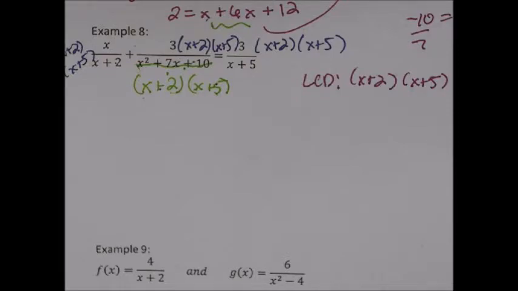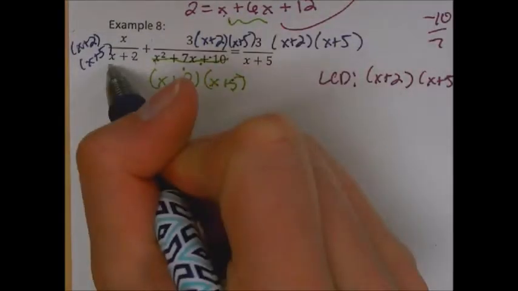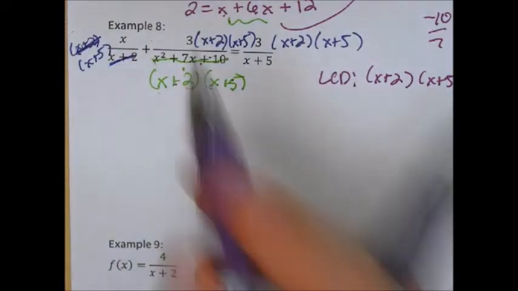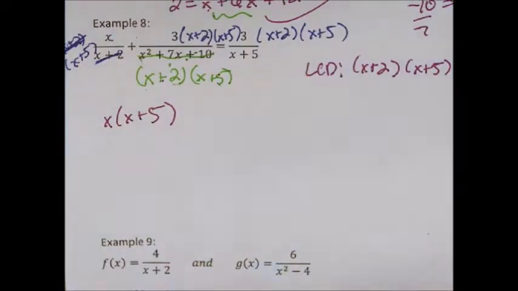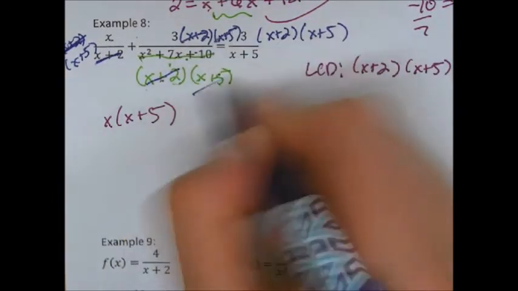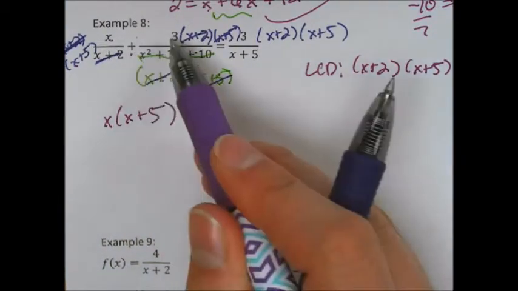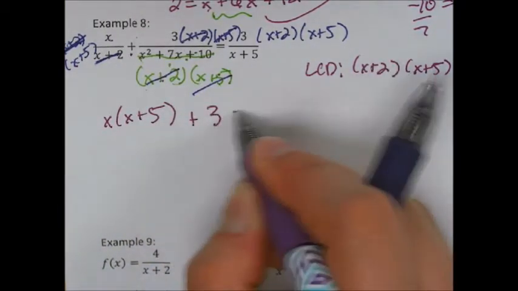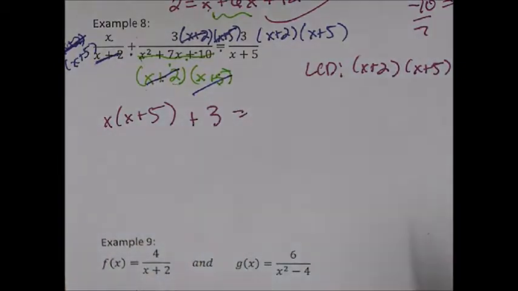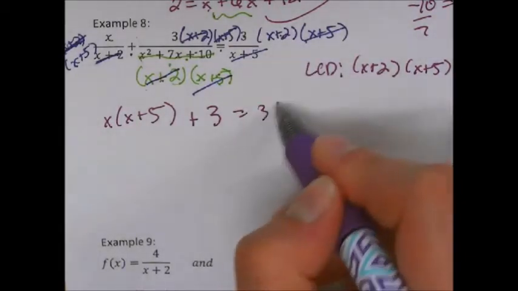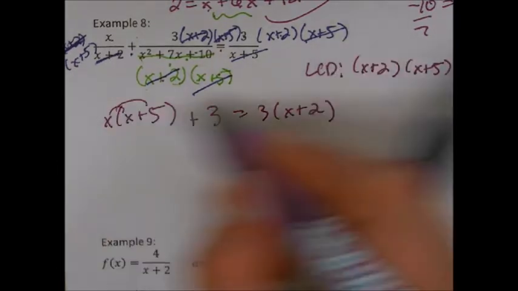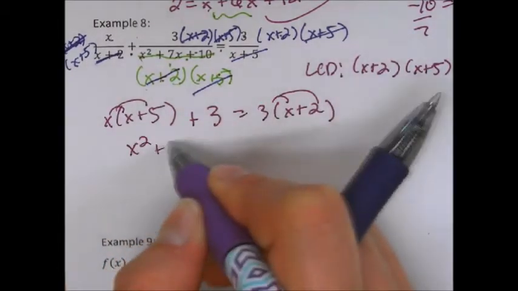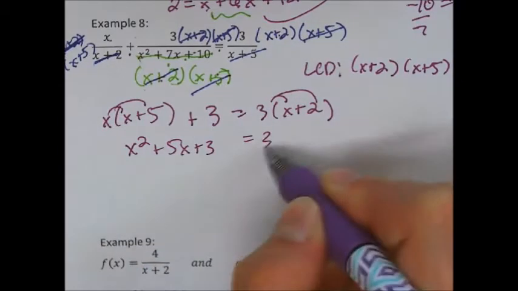Now that you've had time, here my x plus 2 crosses out, so I'm left with x times x plus 5. Here my x plus 2 crosses out, x plus 5 crosses out, so I'm left with plus 3 equals. Here my x plus 5 crosses out, so I'm left with 3 times x plus 2. I'm going to distribute. I get x squared plus 5x plus 3 equals 3x plus 6.